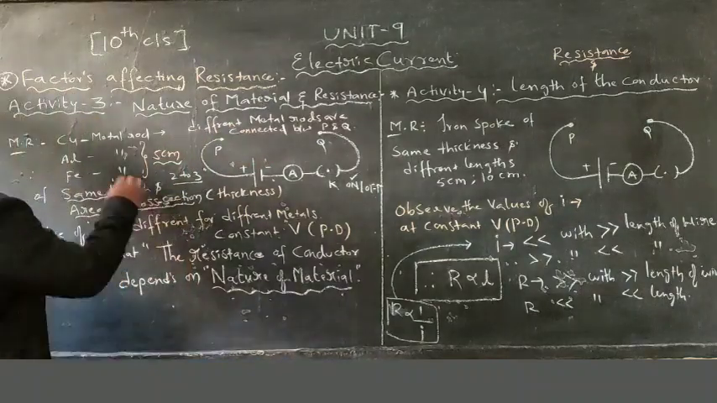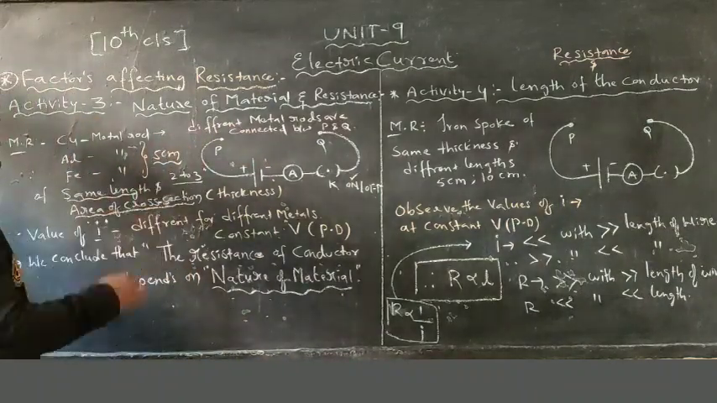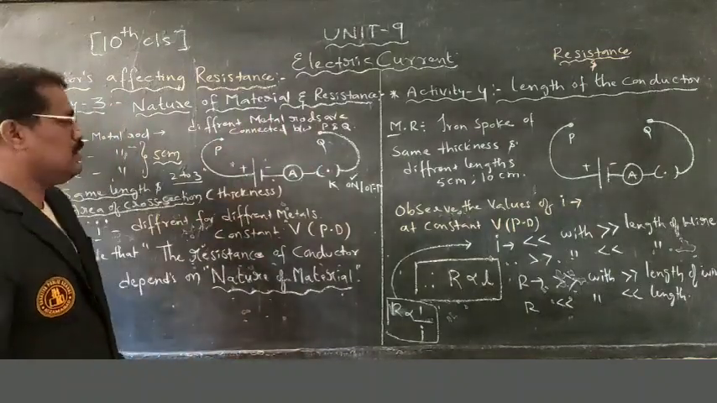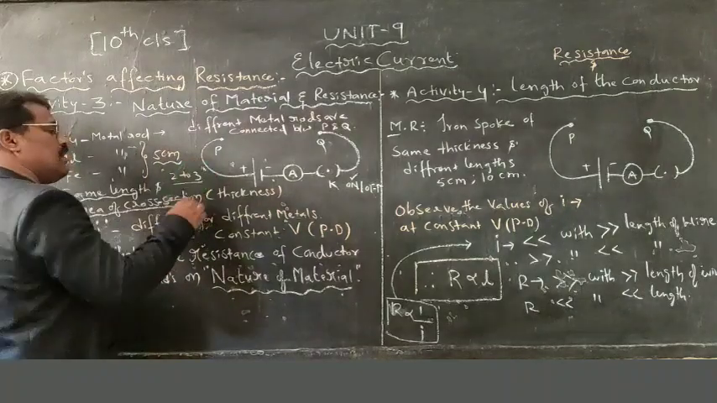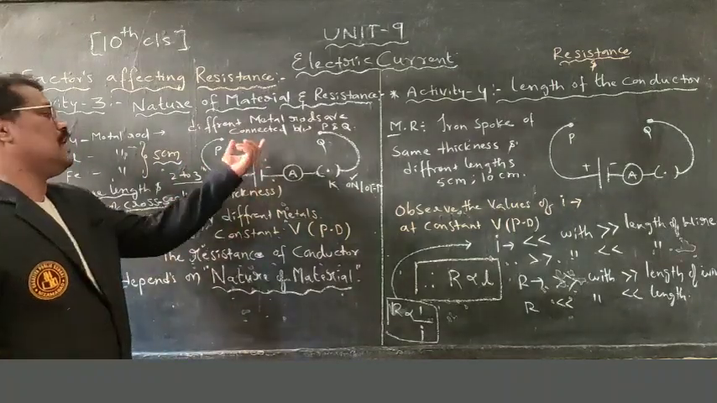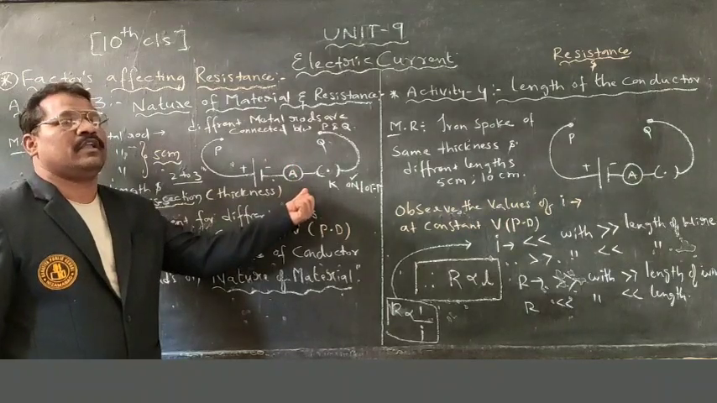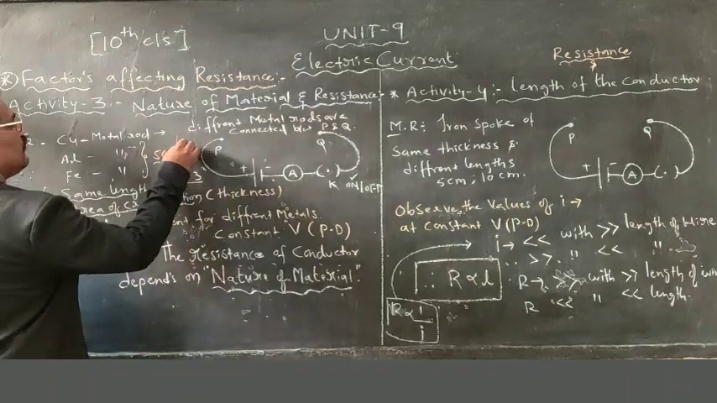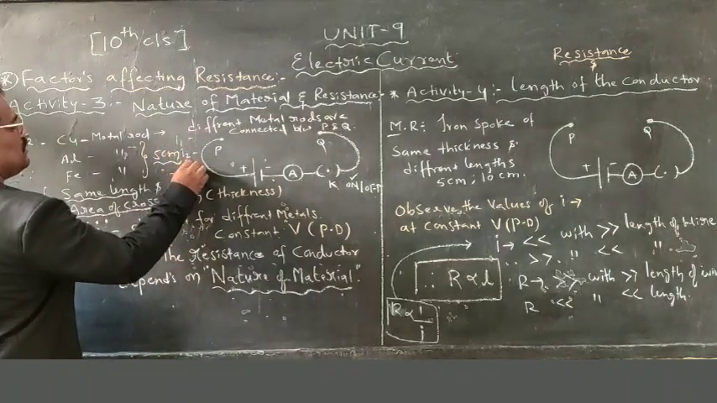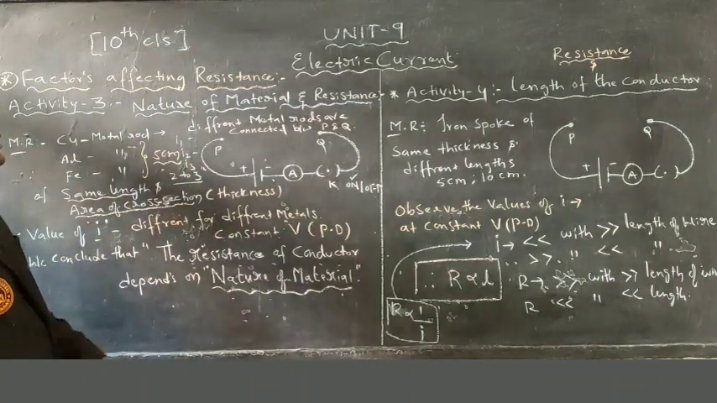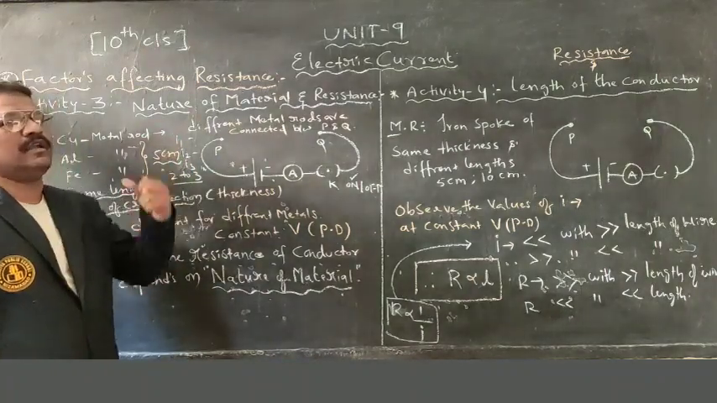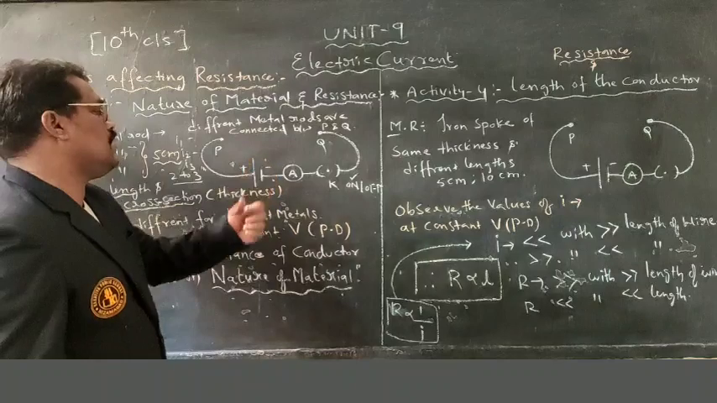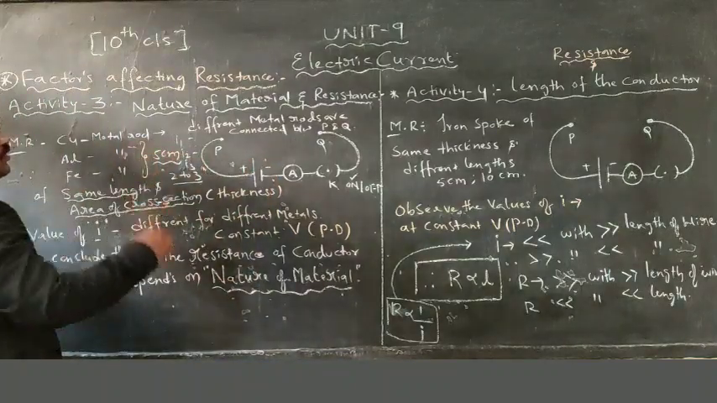Take an aluminium metal rod of the same length and same thickness and place it between points P and Q. Then again switch on the key, for the same interval of time, 2 to 3 minutes. Observe the current flowing through the ammeter and note it down. The first current is I1, the second current is I2. Similarly, for the iron metal rod, connect it between these two points, allow the current to flow for 2 to 3 minutes, and note down that current also.